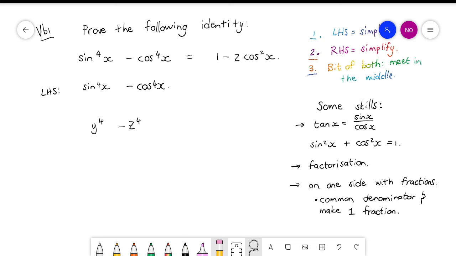Okay, so remember, any even number in the exponent is the difference between two squares. You just halve the exponent in the brackets. So this one can be written as sine squared x plus cos squared x, times sine squared x minus cos squared x.